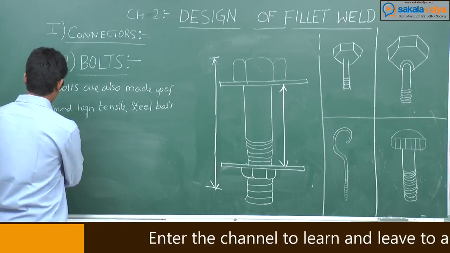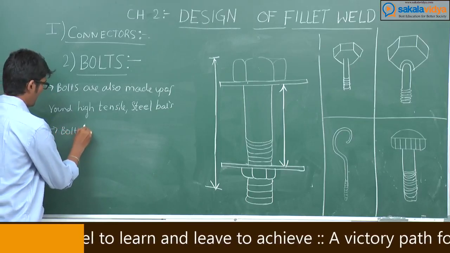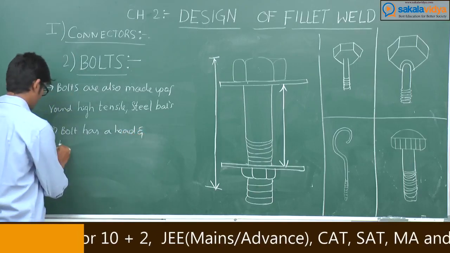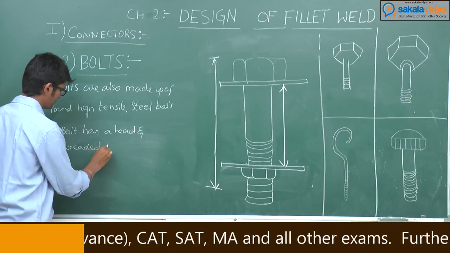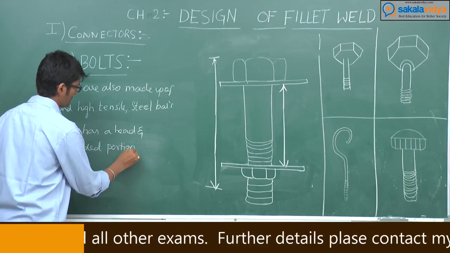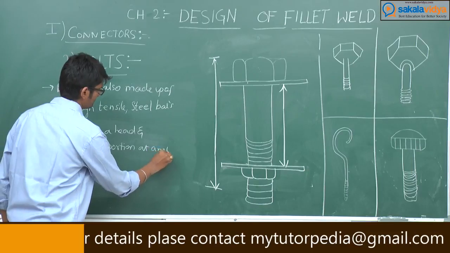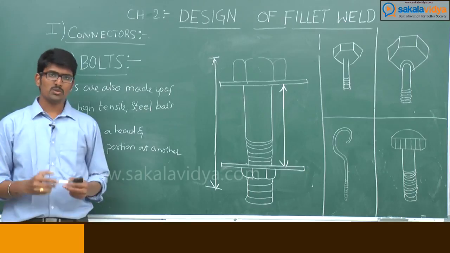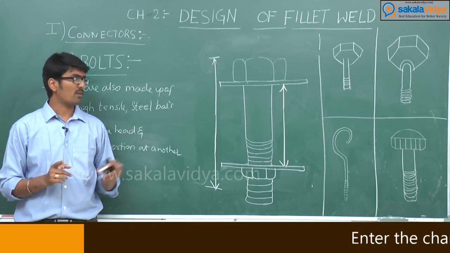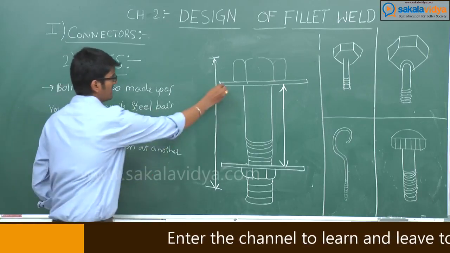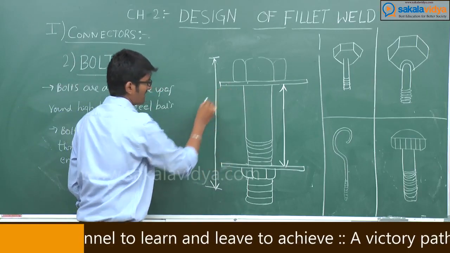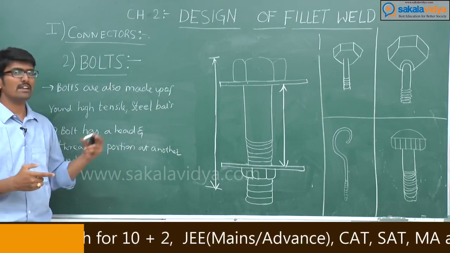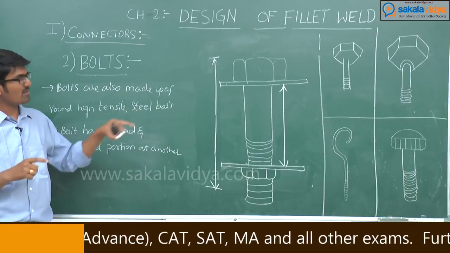A bolt has a head at one end and a threaded portion at the other end. In order to connect two members using bolts, we use one bolt along with two steel washers. These two tiny rectangular plates are mostly used with a bolt, because in order to prevent the bearing of the two connected members, we use two steel washers along with the nut.